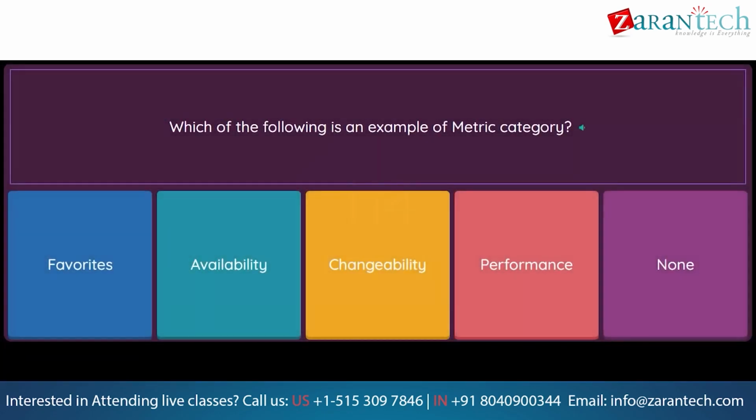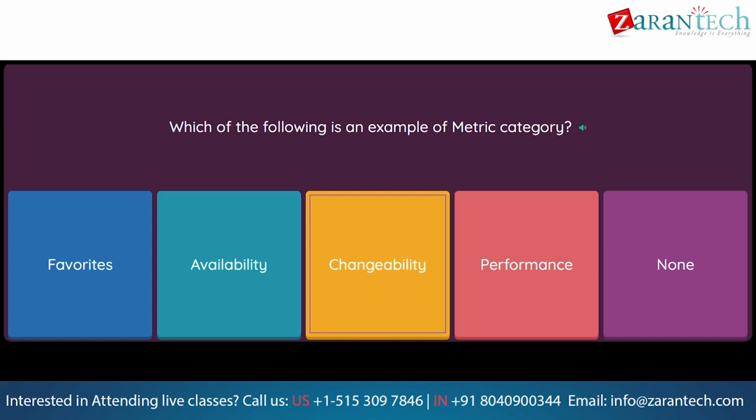Question: which of the following is an example of a metric category? Option 1: favorites. Option 2: availability. Option 3: changeability. Option 4: performance. Option 5: none.